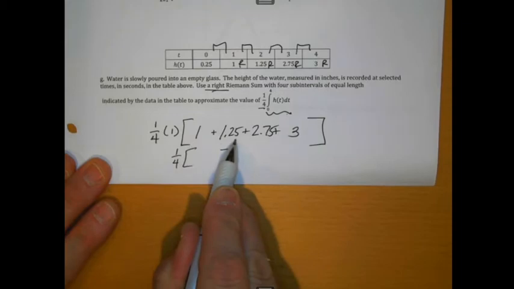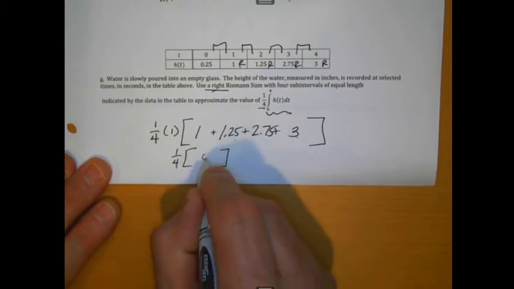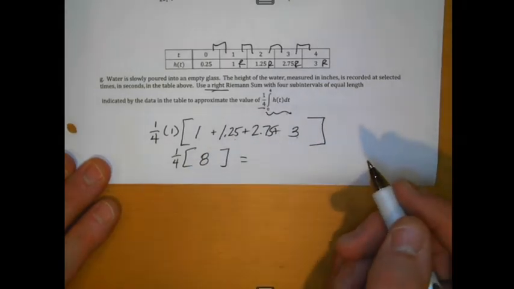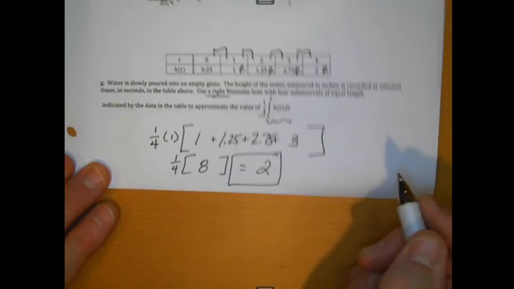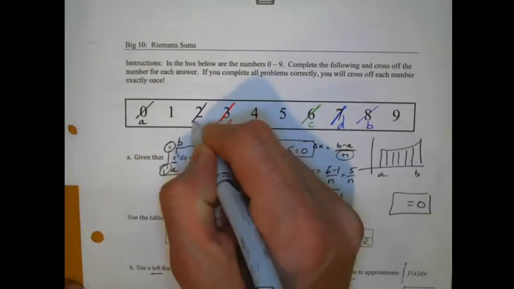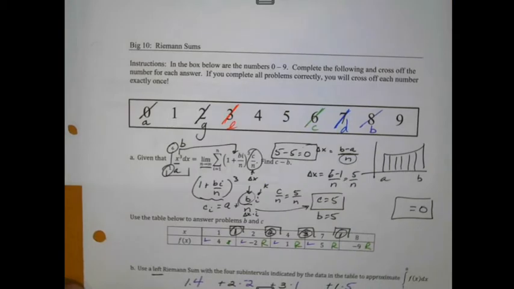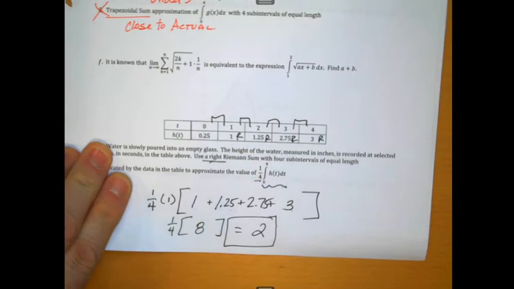The sum is 8. And a fourth of 8, basically we're looking for the average rate, and that is 2. So G in our values is going to be 2. All right, we're on our way. Last page. And then we'll come back to F.